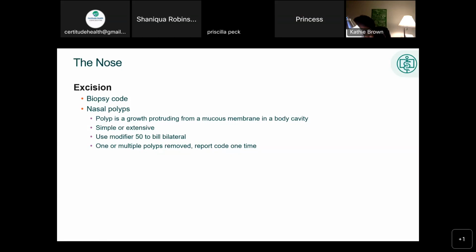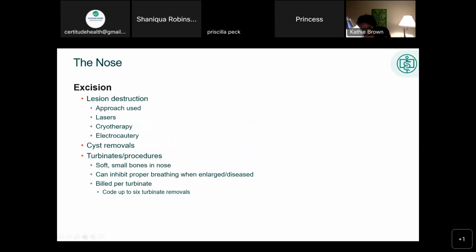Only reason I wanted us to look at this one, just as a reminder or refresher, is that in 30110, the code has nasal polyp, and then it has the S in parentheses. So whether they did one or multiple, if this was a simple excision, that would be the appropriate code. And then for the extensive would be 30115. So pay attention to your words, your letters, and your details in the code description.